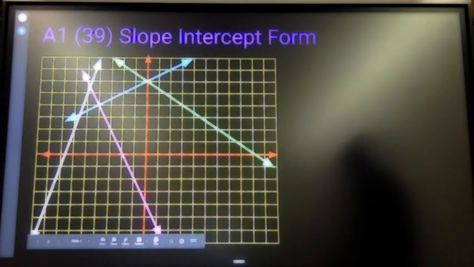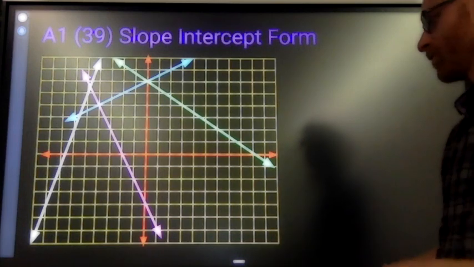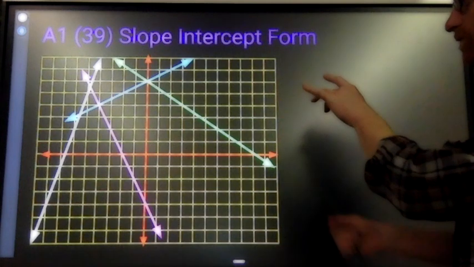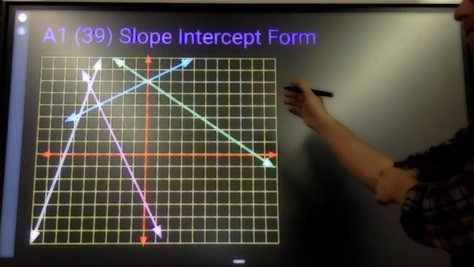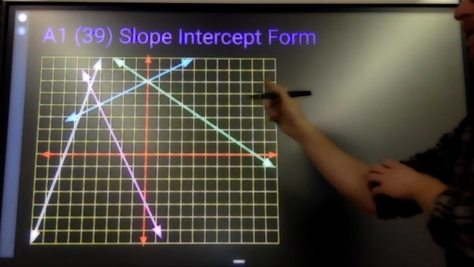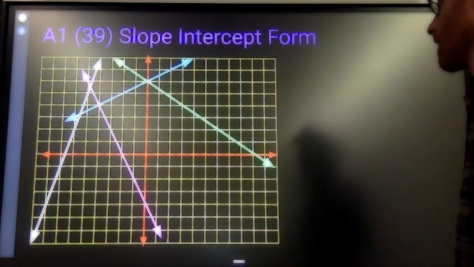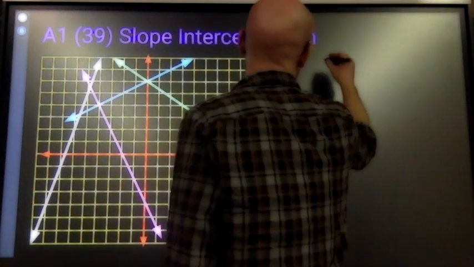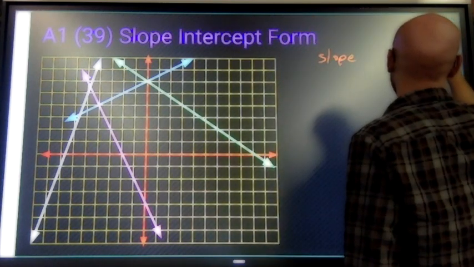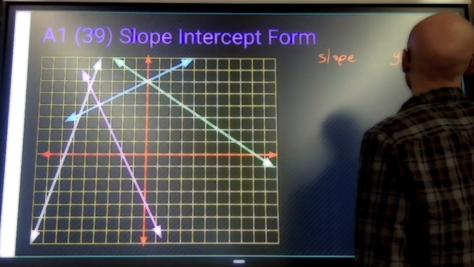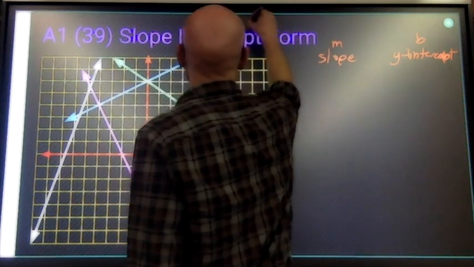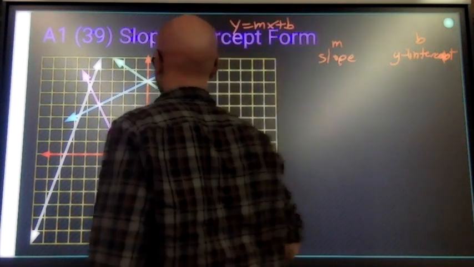I'll do one more of these, then you try the other 3 before I do them. Actually, I'm going to do this green one. You're going to do the blue and pink ones. And then we're going to need to talk about that white one. Slope, y-intercept. Y equals mx plus b.